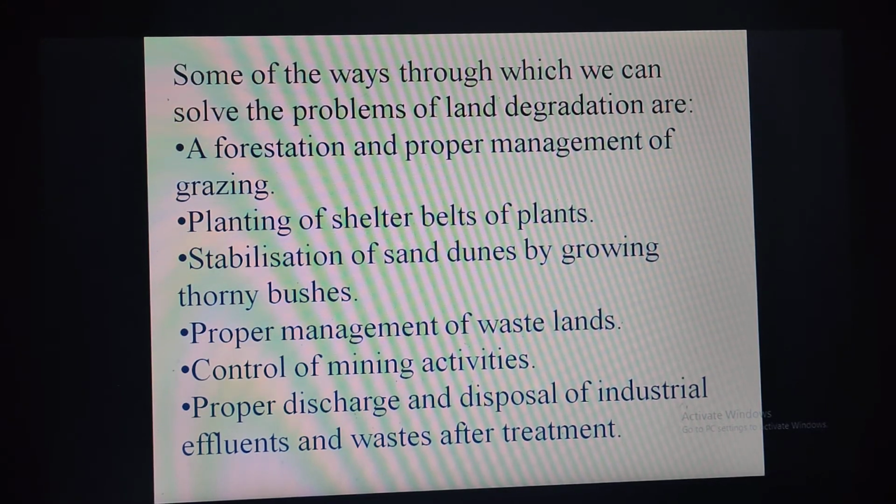Then planting of shelter belts of plants, stabilization of sand dunes by growing thorny bushes. Everyone knows what sand dunes are. Then proper management of wasteland, control of mining activities, and proper discharge and disposal of industrial effluent and wastes after treatment. If we follow all these measures, we can at least solve a little bit of the problem of land degradation.